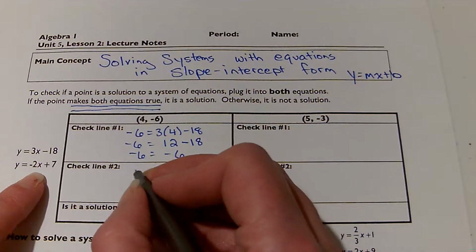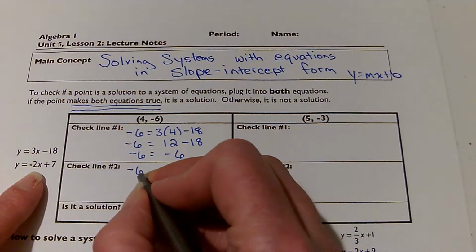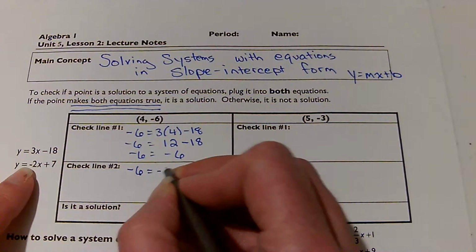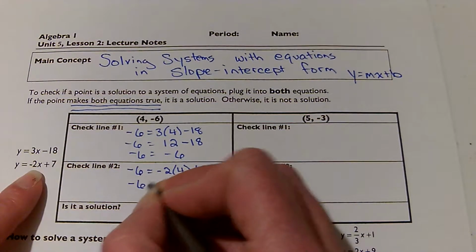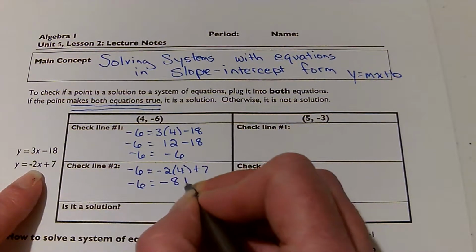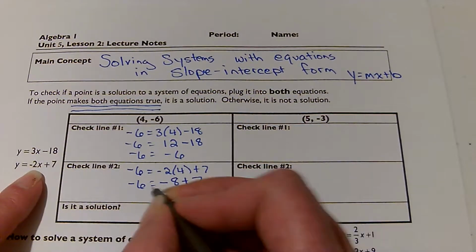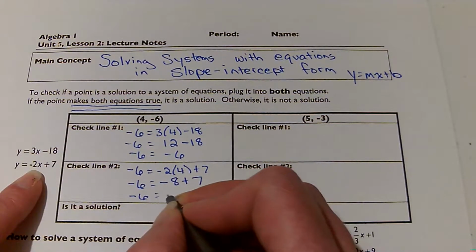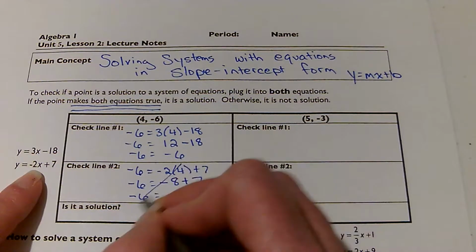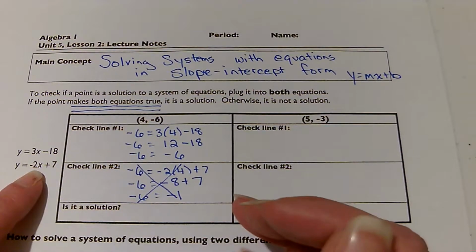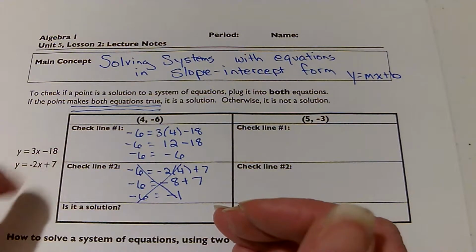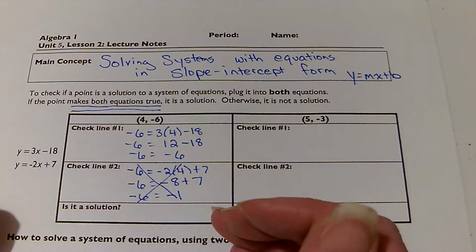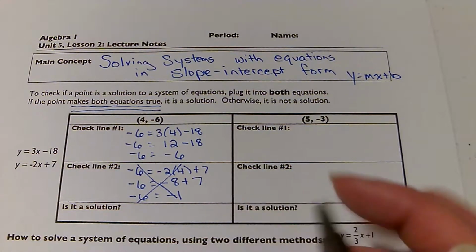So let's check line 2. The y value equals negative 2 times the x plus 7. Negative 6 equals negative 8 plus 7. Does negative 6 equal negative 1? No. So while it's a solution for the first line, it's not a solution for both. So it is not a solution to the system.